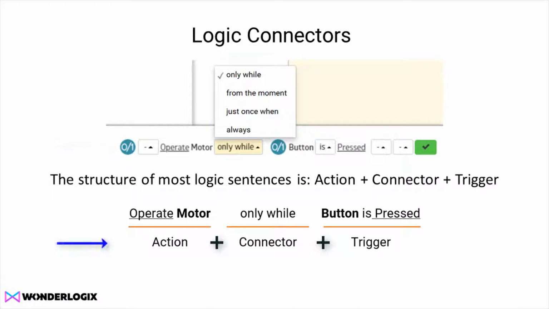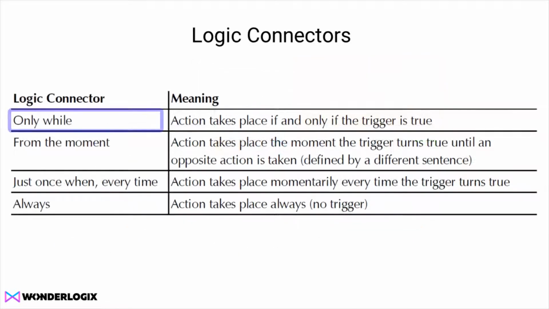So the structure of most of these logic sentences is some action that you want to take place, a connector that connects it to a trigger, something that sets that action off. Right? So we want to operate the motor as the action. Only while is our logic connector, meaning under what condition, and then the trigger is some button was pressed. So only while something takes place, right? That's an action that takes place if and only if the trigger is true, right? So I want to set this condition to be true. I want the motor to run only while the button is pressed, right? Press the button, the motor runs. I let go of the button, the motor stops.